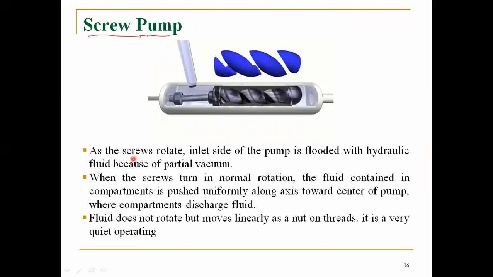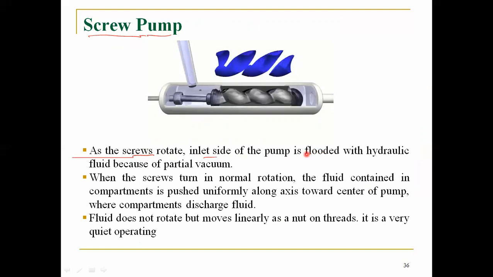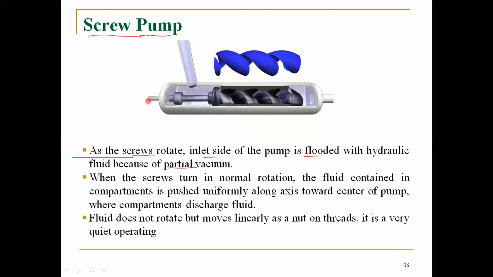Here, as the screws rotate, the inlet side of the pump is flooded with fluid because of partial vacuum. The screw pump is connected to the shaft of the prime mover. As the shaft moves, the screw also moves, and a partial vacuum is created, and due to that the oil will enter inside.